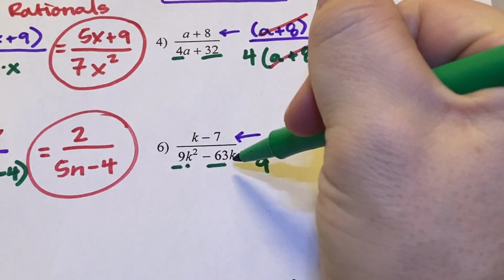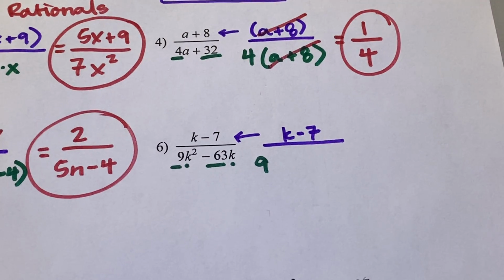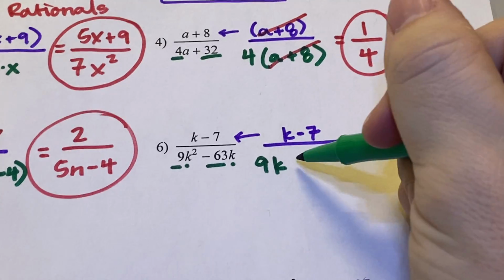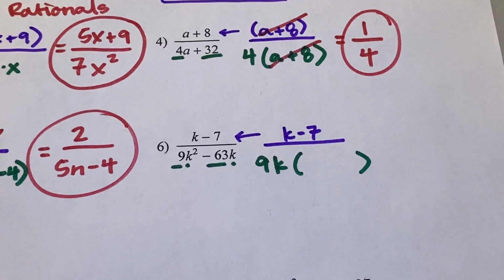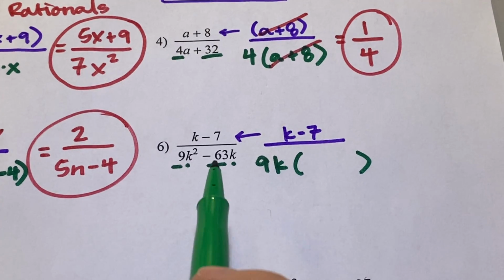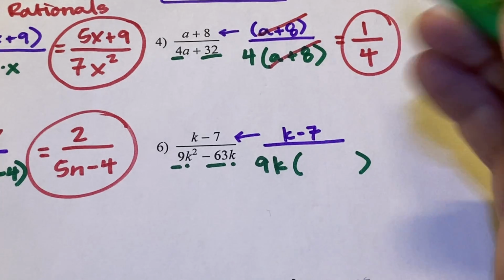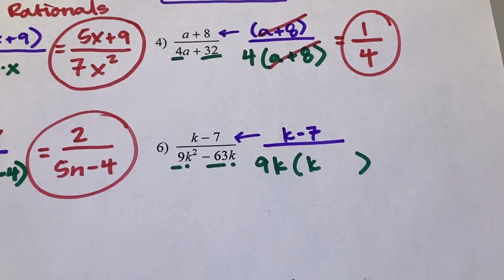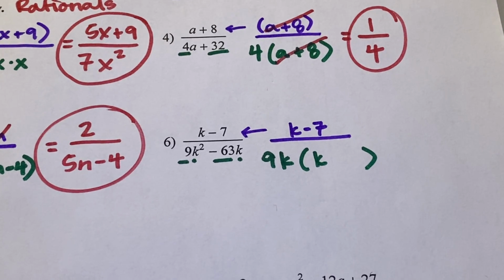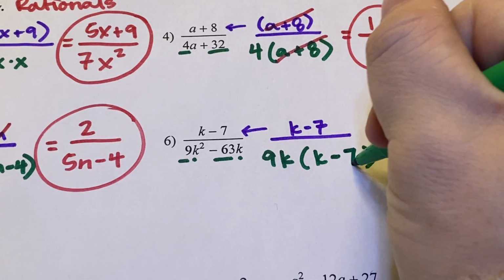Now I have 2 K's here, 1 K there. How many can I take? 1. Alrighty, let's figure out what's left inside my parentheses. 9 divided by 9 is going to give me a big old 1. 2 K's, take away 1, leaves me with 1 K. What's negative 63 divided by 9, though? Negative 7.